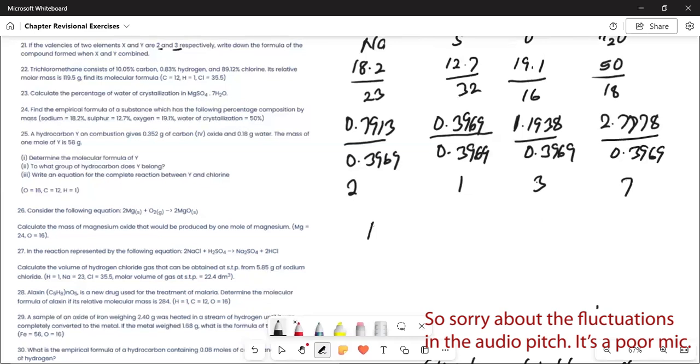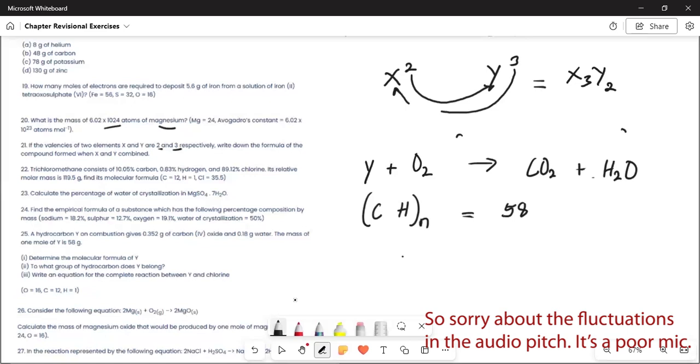So that the empirical formula is Na2SO3, then 7H2O. So this is the empirical formula of the salt. That is sodium sulfate, whatever. We need to calculate the valency of sulfur here before we know the right name, but that is beyond the scope of this class.